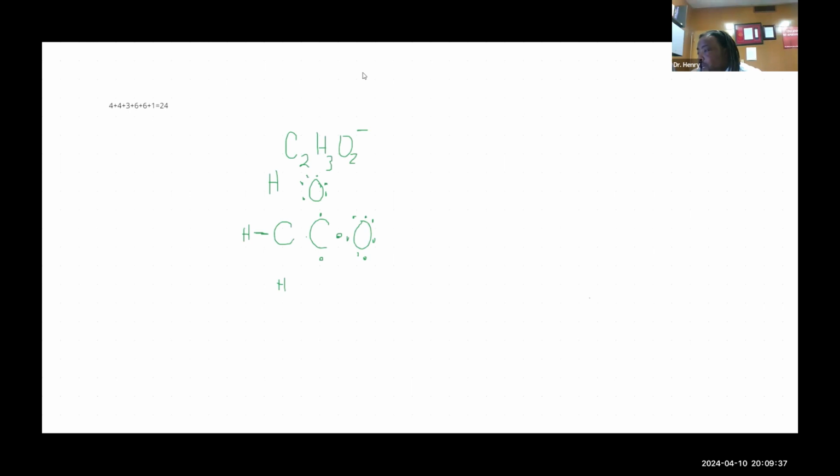Okay, so for this carbon, we have a bond with this hydrogen, a bond with this hydrogen, a bond with this hydrogen, and a bond between the carbons. So that would give me 2, 4, 6, 8 around that carbon. So that looks pretty good, right? Now, what about here with these oxygens? What's going on with this? What do you think we need to do?